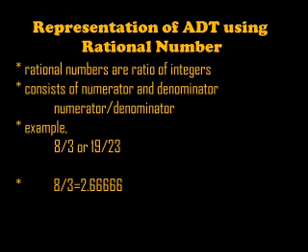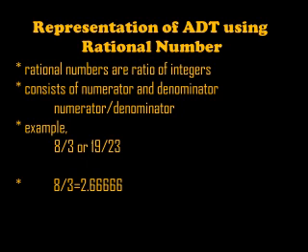Here, rational number we know. What is a rational number? A ratio of integer numbers. Is it correct? A rational number consists of a numerator and denominator. We can write it as numerator divided by denominator. Then examples: 8 by 3 or 19 by 23. Did you get it? Here 8 is an integer, the numerator, and 3 we say is the denominator. Did you get me?